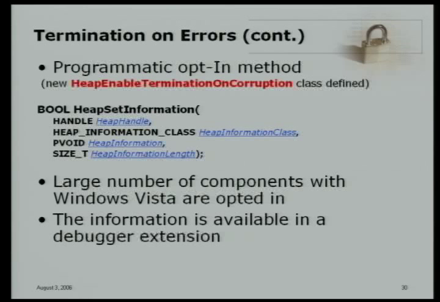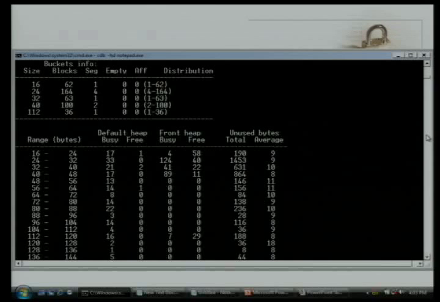If your component is critical for security, I recommend that you use this function. Even if it's not important for security, it's also important for reliability and code quality. Sometimes you have to pay support costs to understand where the problem is. Information about corruption is going to be available in the debugger, as I'm going to show right now.